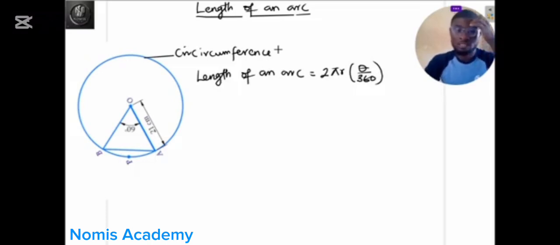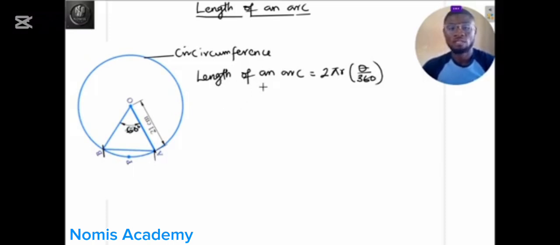So let's look at this. Take this angle to be 60 degrees. So we have the radius 21 centimeters. The angle at the center of the circle is 60 degrees. So how do we get to know the length of the arc from here to this part? That is what we need now. So the length of the arc from here to here, or the other parts. So let us get to know.